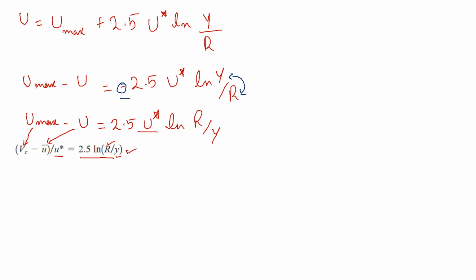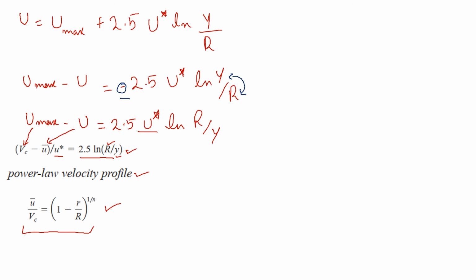So this is our velocity distribution formula, and to write it in power law velocity profile form, the power law velocity formula came up from experiments, and we can write it like this. This is the power law velocity profile, and this formula is used to draw the lines of turbulent velocity profile.